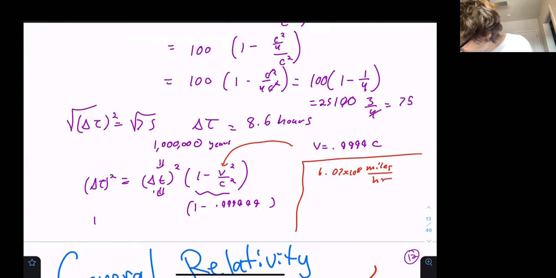So hours in a year. So what you would do, there is 8,760 hours in 1 year. So this would be hours for 1 year.